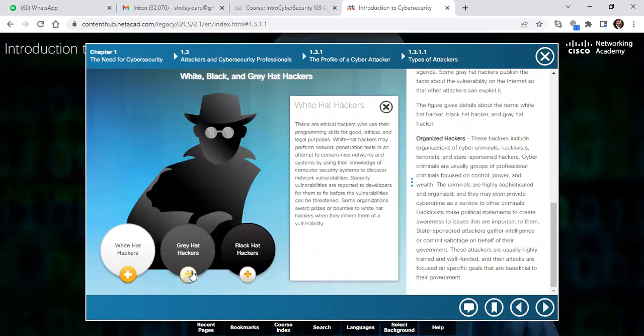Okay, then we have the other one, the white attackers. So for the white attackers, what do they do? These are ethical hackers. Okay, they are called ethical hackers.